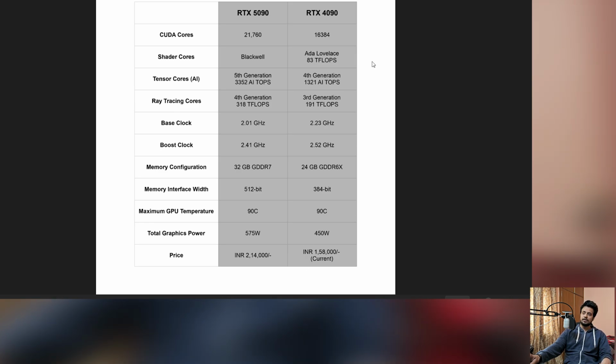In terms of price, the RTX 4090 currently retails in India for around 1,58,000 rupees, and these are reference prices for the reference models. In terms of partner cards, the prices are all over the place, so we won't be able to compare that. But for a linear comparison, these are reference prices from Nvidia's website: 1,58,000 for the 4090 and 2,14,000 for the 5090. With the partner cards of the RTX 4090 already retailing over 2 lakhs, I'm not sure where the 5090 is going to go. Now this is more or less it.